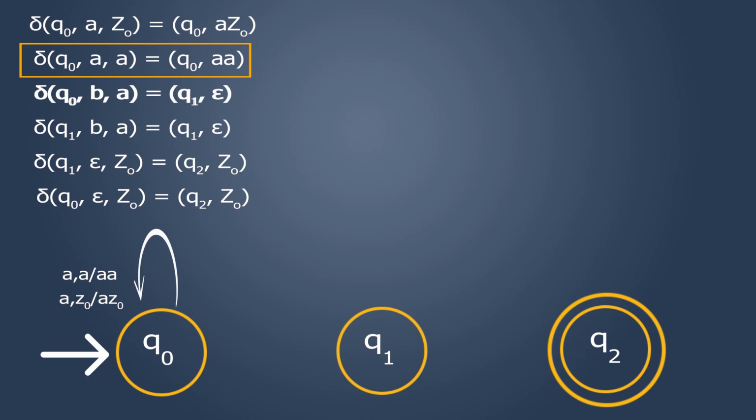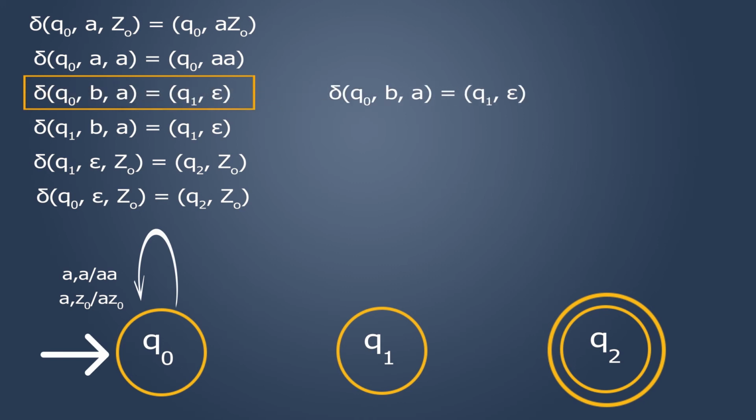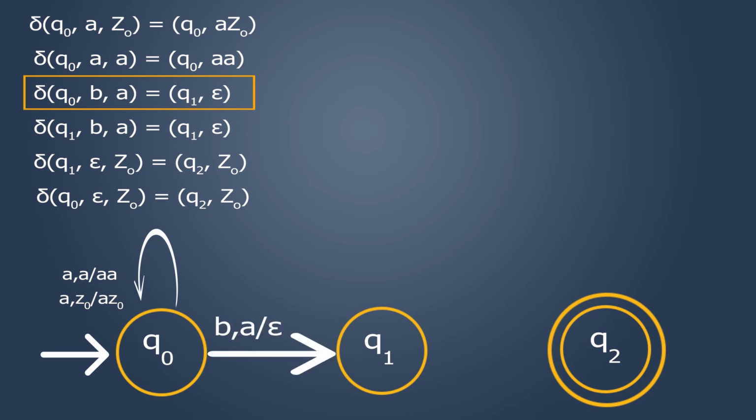Let me consider my third transition function. We are on Q0 state, and if my input symbol happens to be B and top of the stack happens to be A, then I should make a change to Q1 state, and also I should cancel the top of the stack. So I should be making a transition from Q0 to Q1 like this, and I should label it as B comma A slash epsilon.